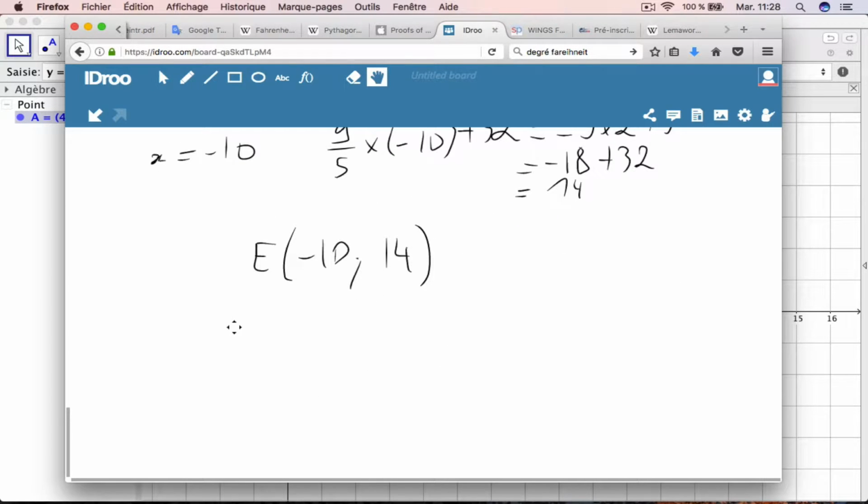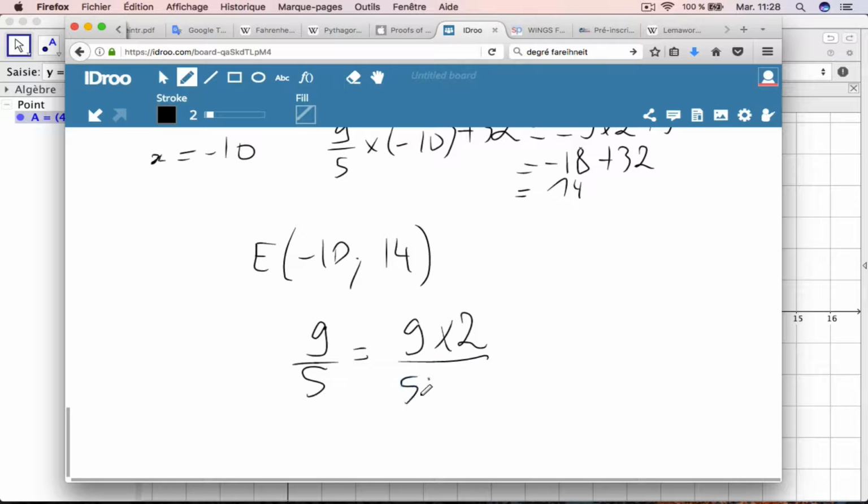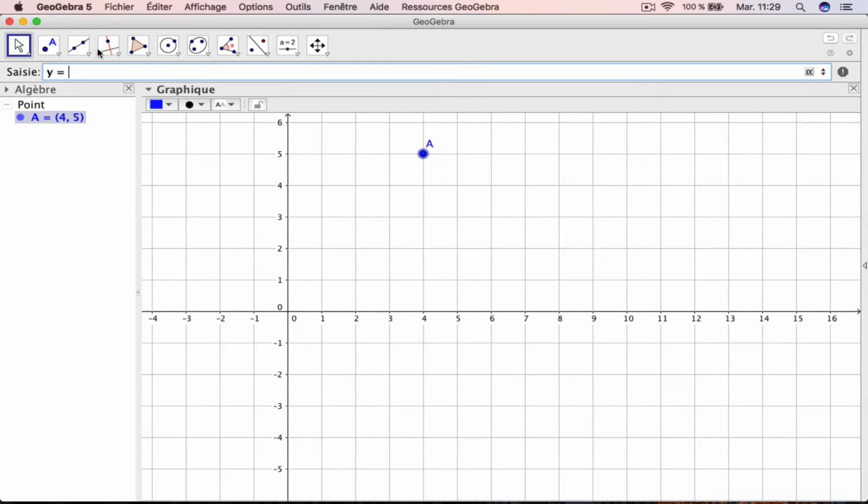Donc, faisons un petit calcul. 9 on 5 equals 9 times 2 on 5 times 2, which is equal to 18 on 10, which is equal to 1.8. So we can write 1.8 times x plus 32. And we've got a line.